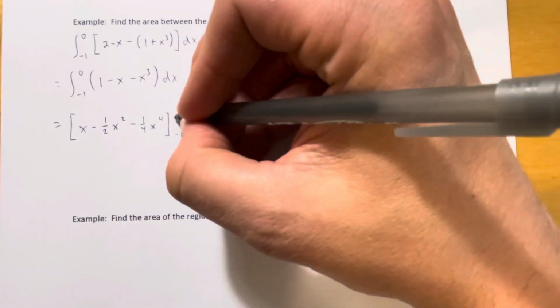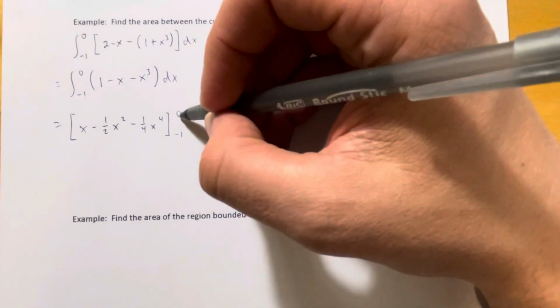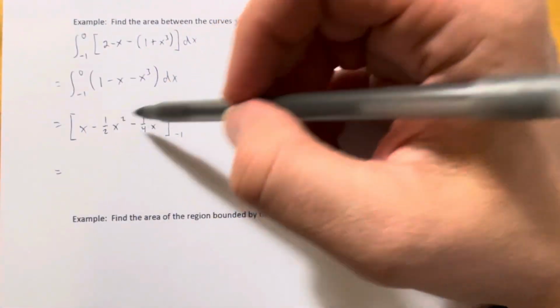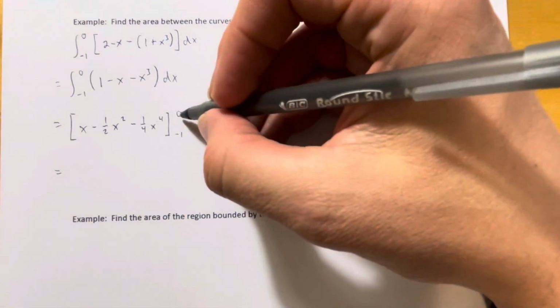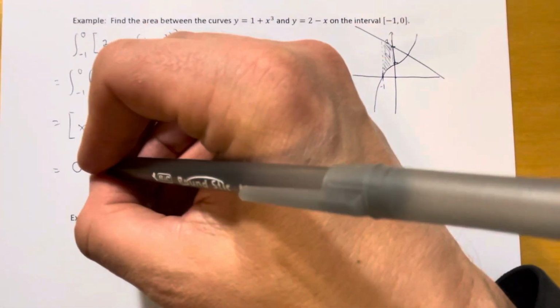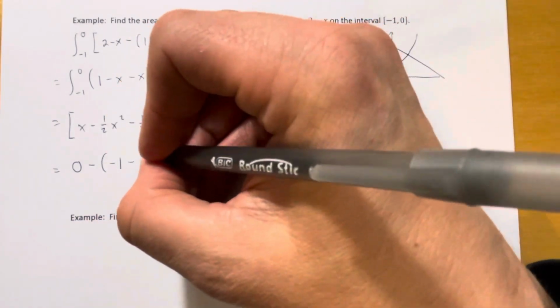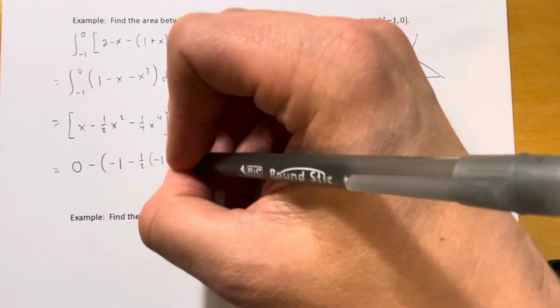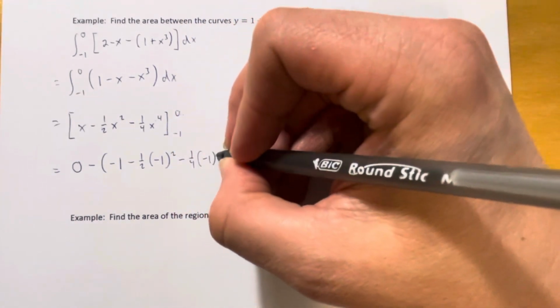And then once again, here's my limits of integration, -1 to 0. Now, as we have seen before, it's nice when 0 shows up as one of your limits of integration because it's a time saver. Notice if I plug 0 into all three of these terms, all of them go to 0. So the whole thing, when I plug my 0 in, is just 0 minus -1 minus 1/2 times -1 squared minus 1/4 times -1 to the 4th.